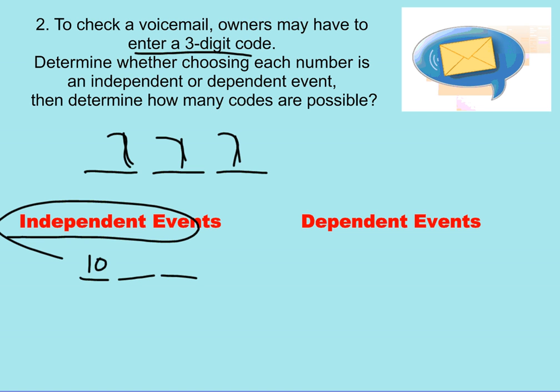So it's going to be 10 times 10 times 10. Why is it 10? Because you have digits 0 through 9. So 10 times 10 times 10, you got about 1,000 possibilities for that one.